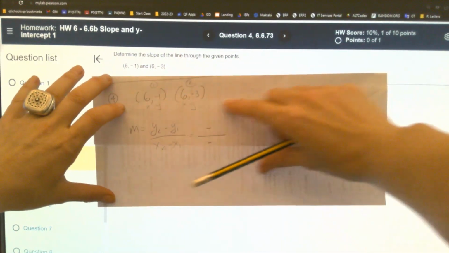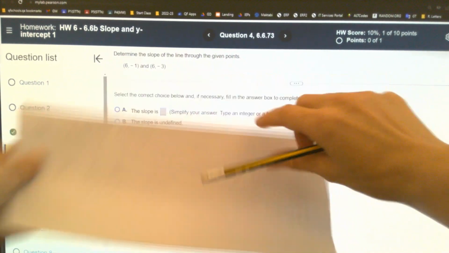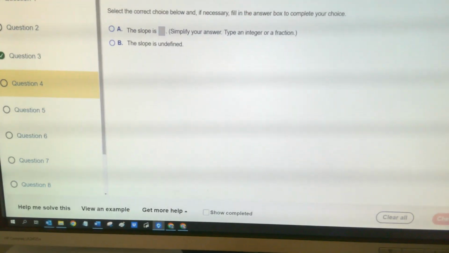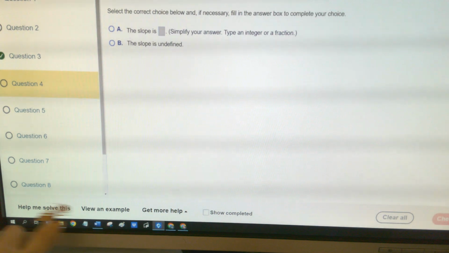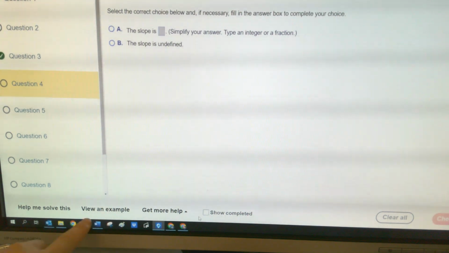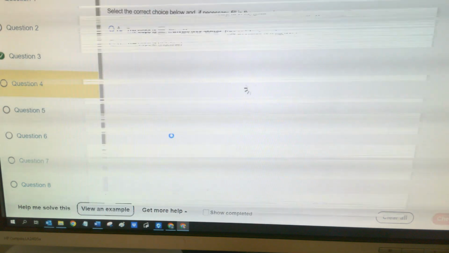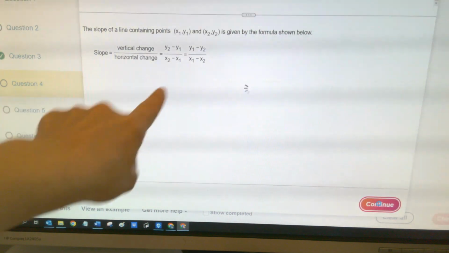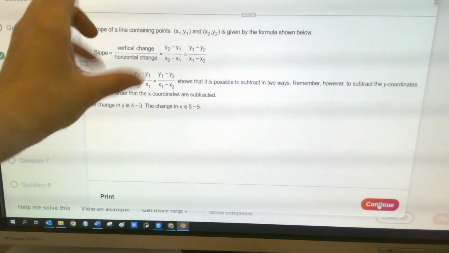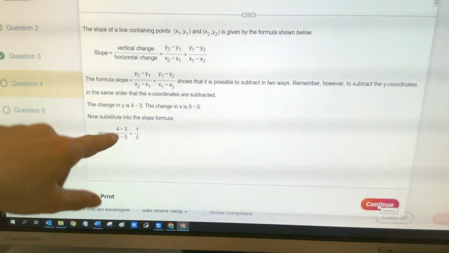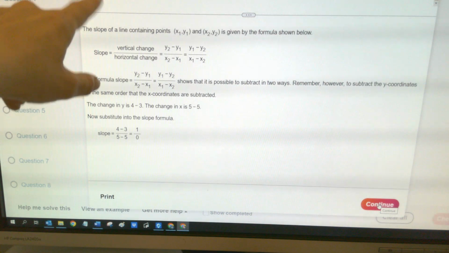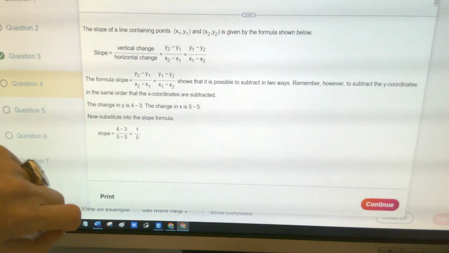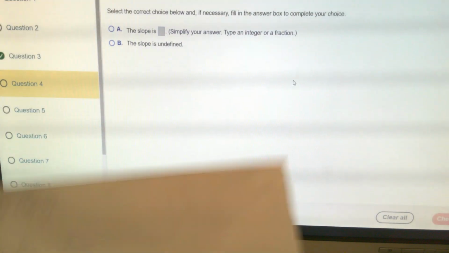So I've written down the 2 points. Here's my formula. So maybe you forget the formula for slope, but in my math lab it has something like this. Help me solve it. Okay, this is slow. This is faster. So if you click on view an example, it tells you the formula, and I can just go continue, and then it does a question for you. Although sometimes it can be kind of lots of information, too much information, but at least it'll give you the formula. Okay, so that's if you forget.